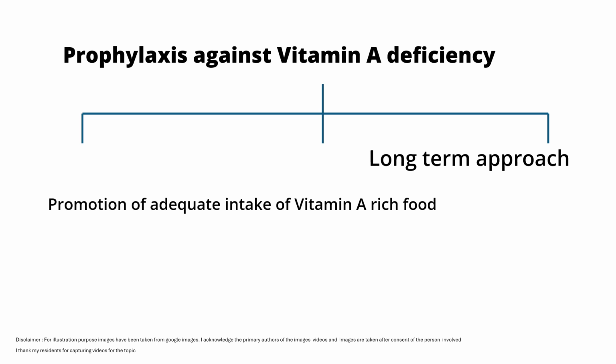The long term approach involves promotion of adequate intake of vitamin A rich food at the periphery, at the PHC level, where patients and communities are educated to eat food rich in vitamin A, such as green leafy vegetables. Carrots are probably more costly to procure at village levels, but green leafy vegetables are very easy to get, and so you have to promote adequate intake of vitamin A rich food, and nutritional health education is also very important as a long term approach.